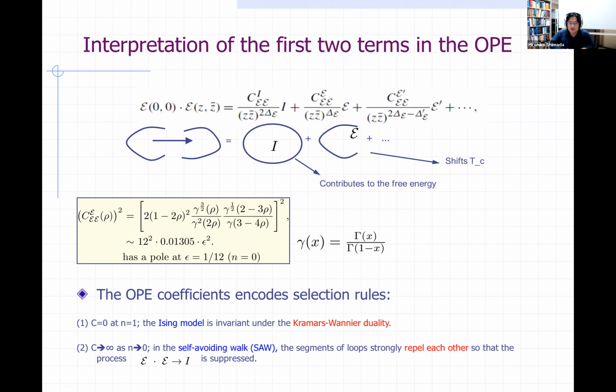But that's for a single O(n) model, I understand. But now you have several models, you put them together, and somehow you get a pole. That's what I don't understand. This C of epsilon epsilon epsilon is that of a single O(n) model that enters in the beta function, this C squared.